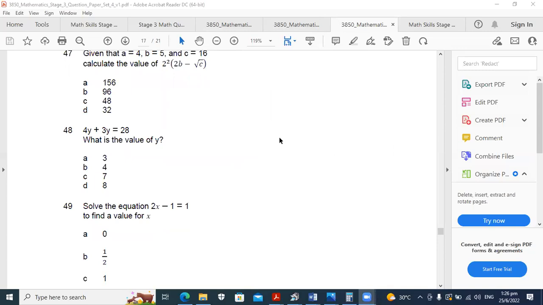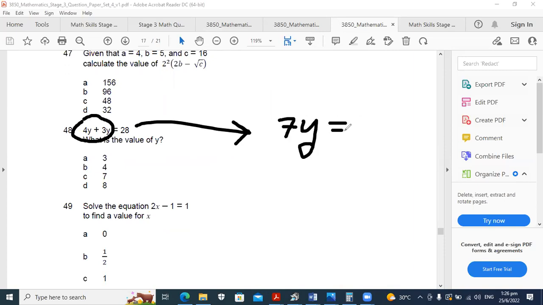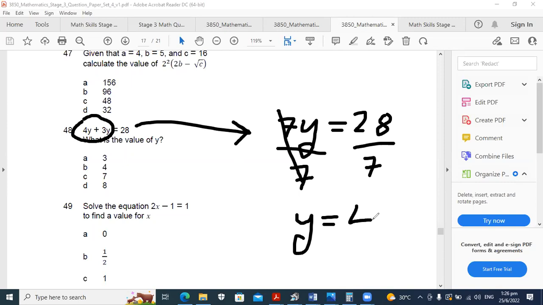All right, 48. Well, these are 2 like terms. So 4y plus 3y is what? 7y equals what? 28. And then just divide everything by 7. y is equal to what? 4.